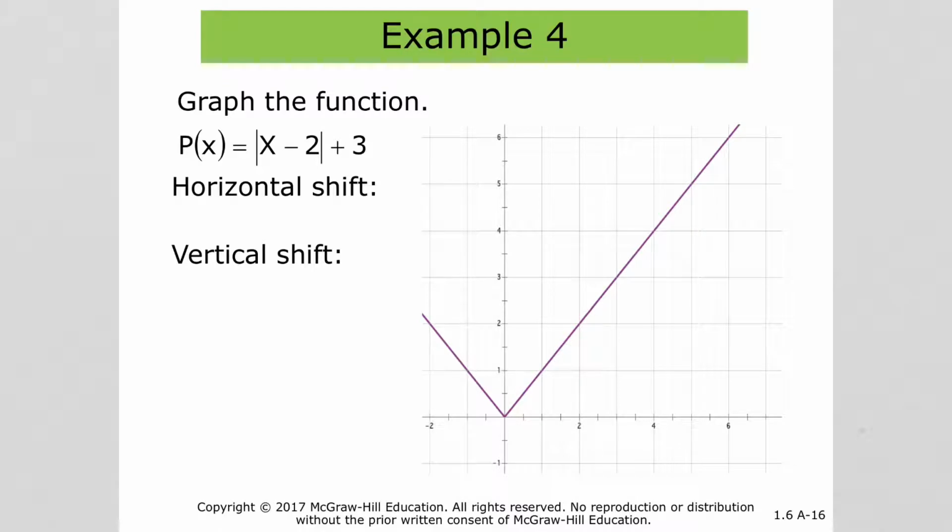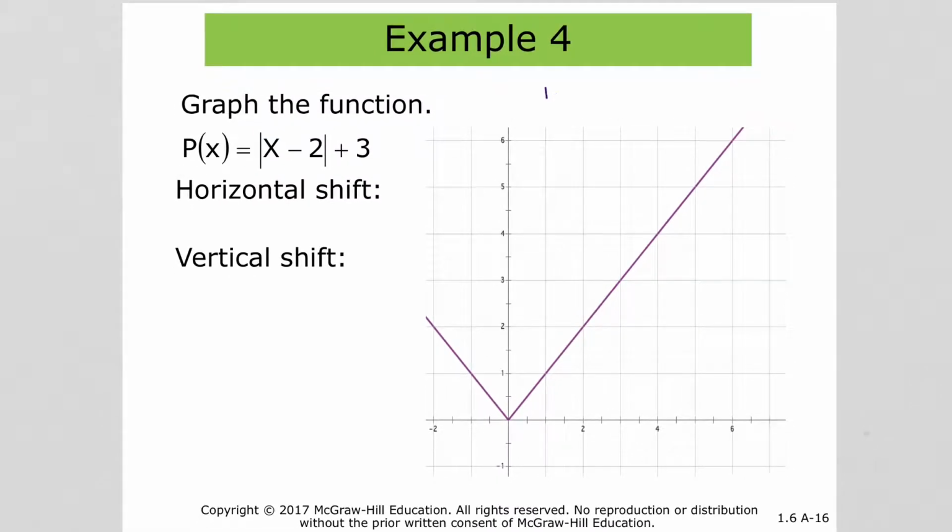For example 4, same type deal. How do we identify the parent function? Well, what's going on? We've got an absolute value of x. So that means that's our parent function. Y equals the absolute value of x is what I've got graphed there in purple. Horizontal shift, it says to do first. Since we've got a -2 inside with the absolute value, then that means we're opposite. We're going to move right 2.